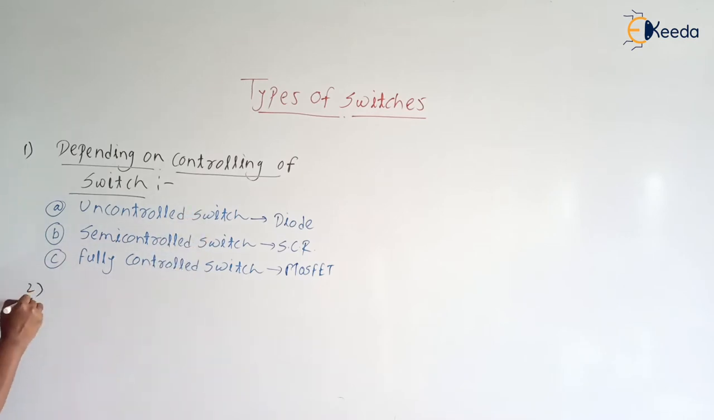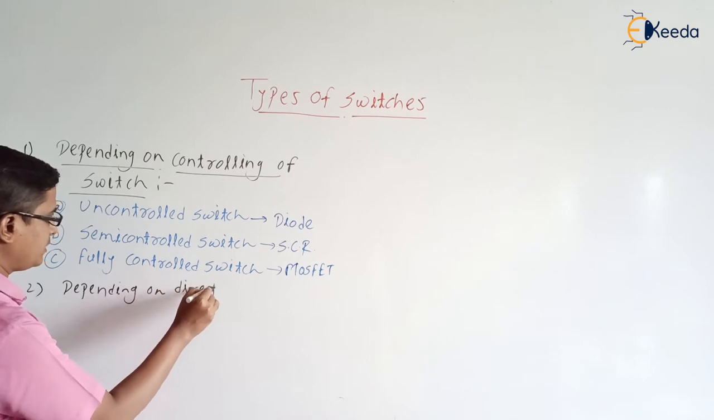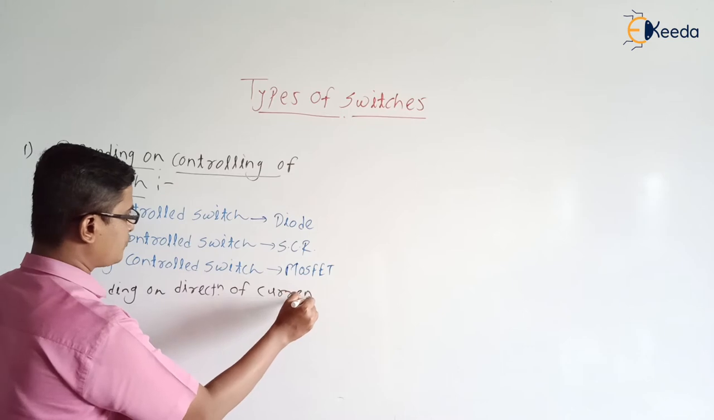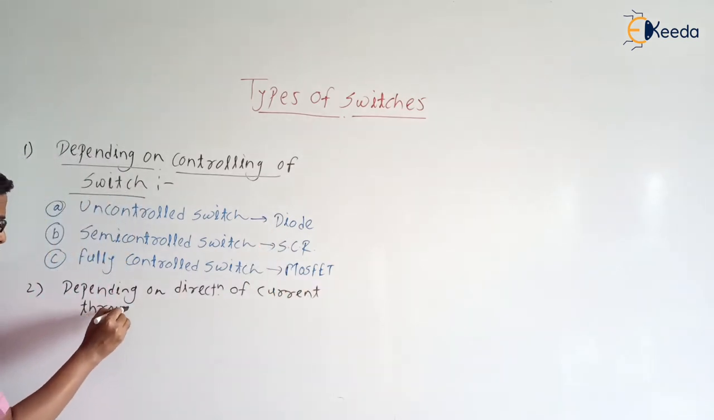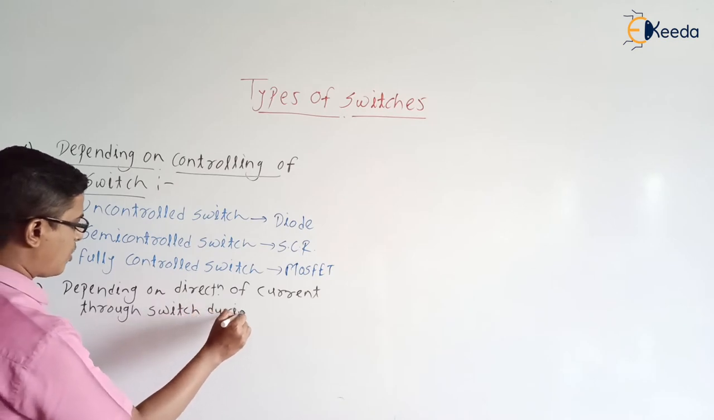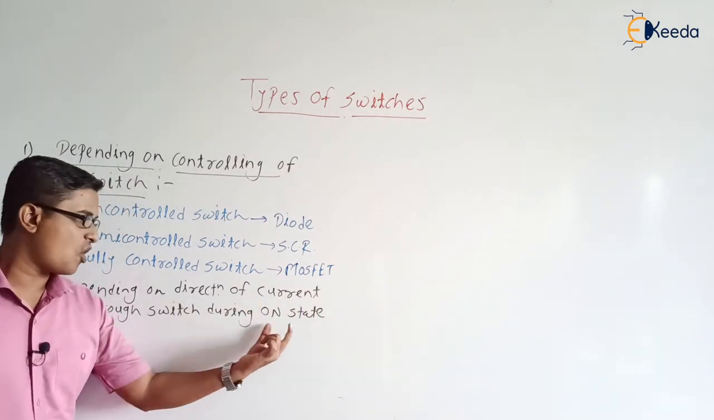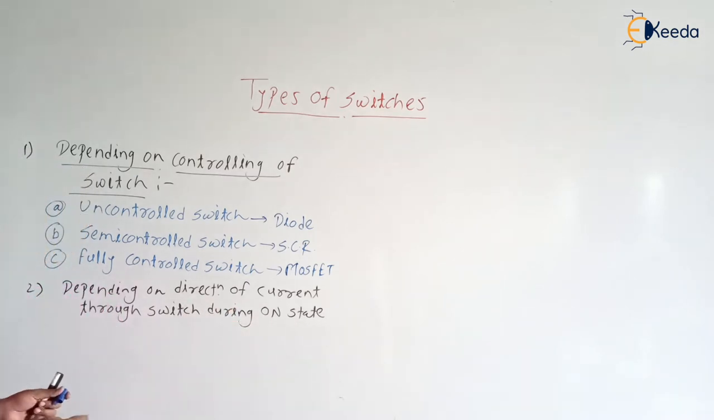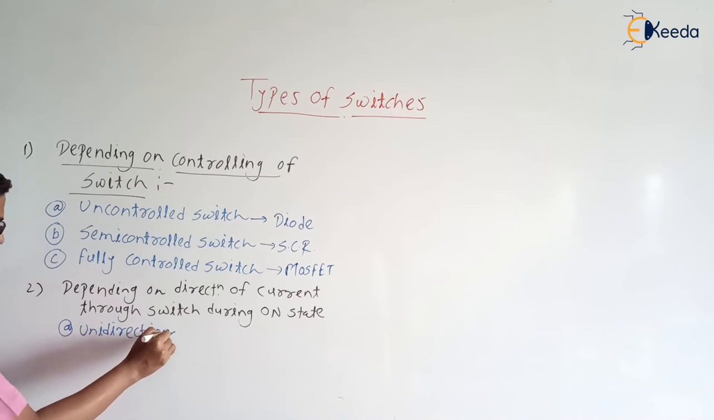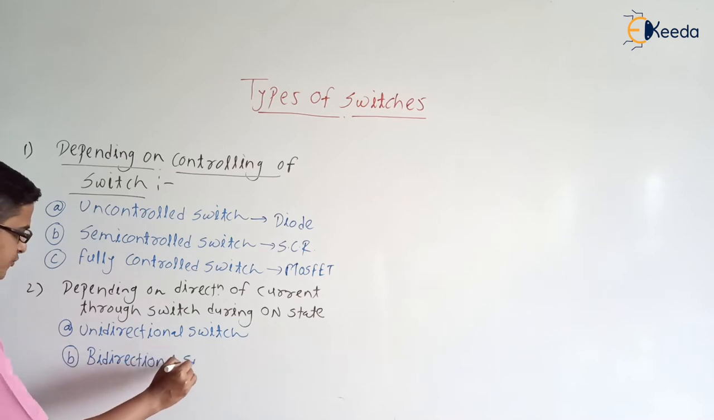Okay, next, second, depending on direction of current through switch during on state. So here we need to concentrate on the on state of the switch and the direction of the current flowing through the switch. We have two types. One is a unidirectional switch, and the second one is a bidirectional switch.